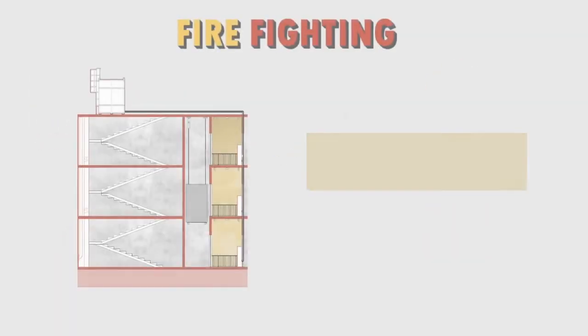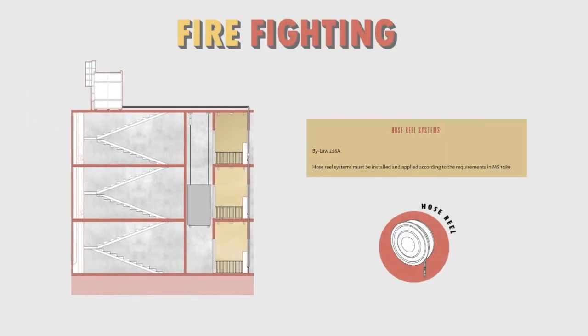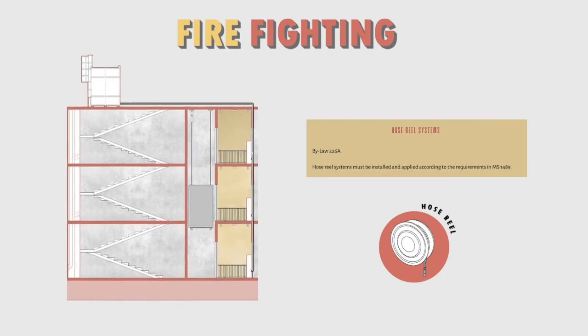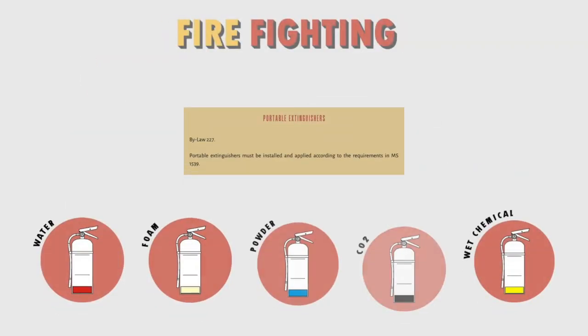extinguishers. Hose reel systems are another option at hand, where a firefighting tank is placed on top of the building supplying the hose. Finally, the most common item to utilize: fire extinguishers.